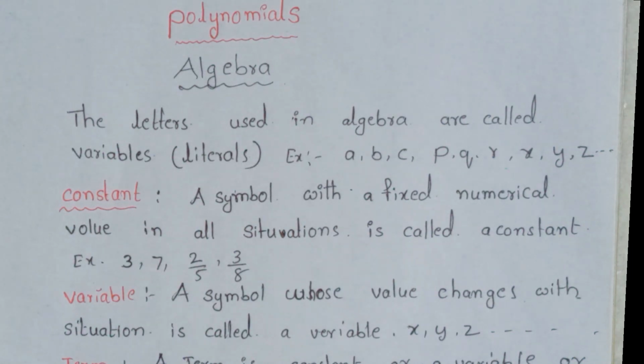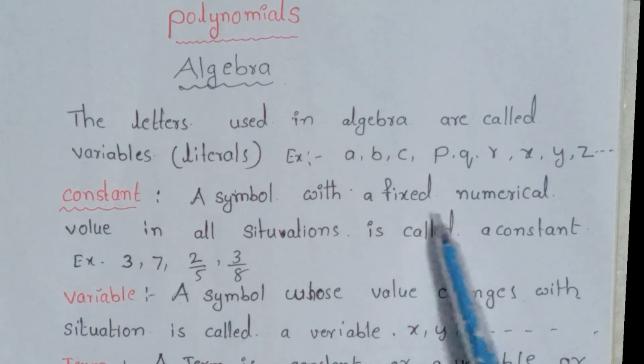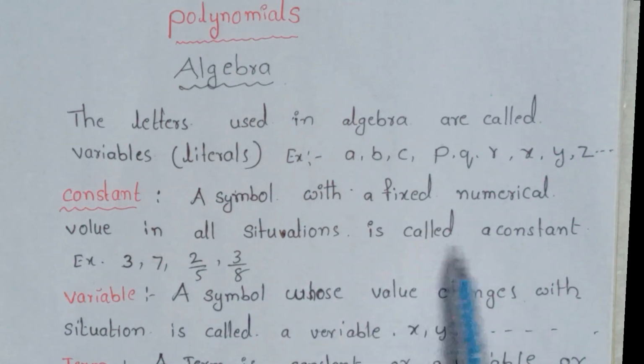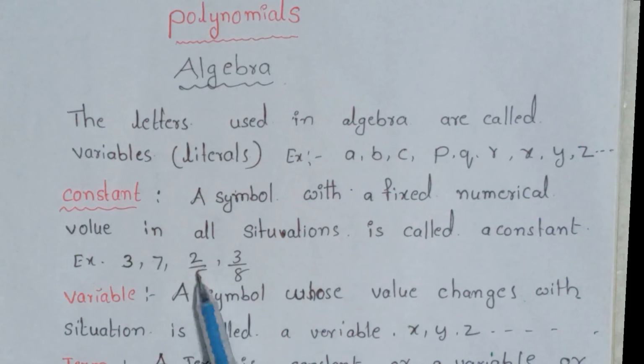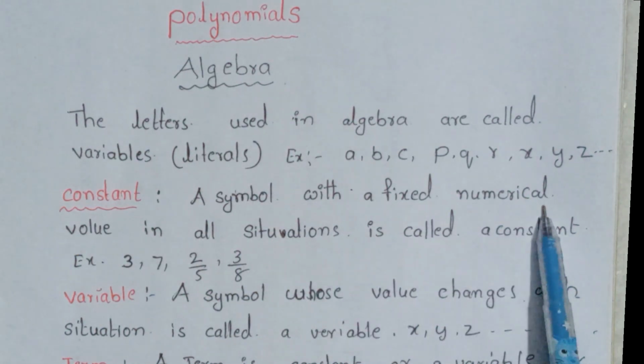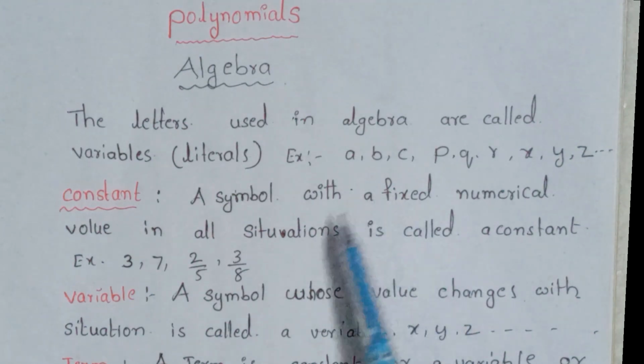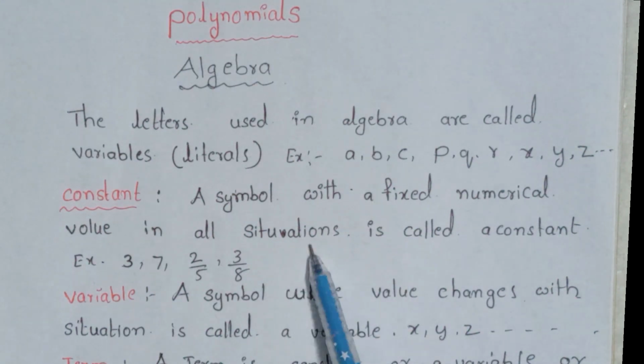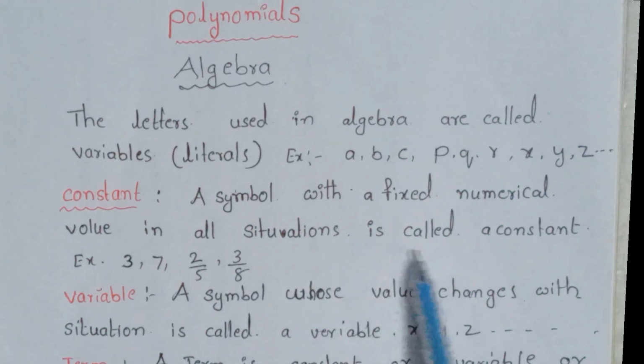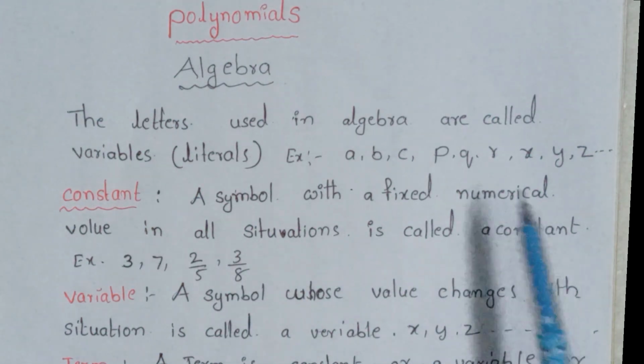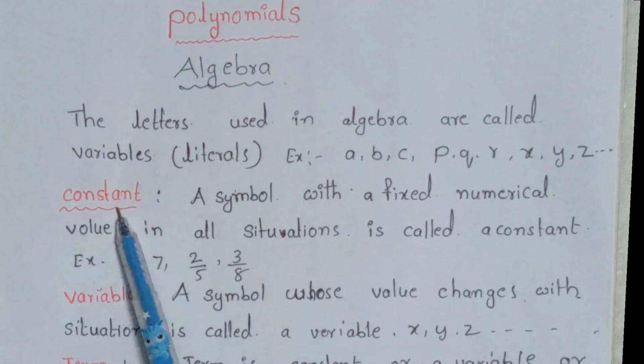Then constant. A symbol with a fixed numerical value in all situations is called a constant. What is a constant? A constant is a number, digits. These digits have a fixed numerical value in all situations. Examples: 3, 7, 2 by 5, 3 by 8. Fixed numerical means the value of the digits is not changed. In any situation it is not changed, so it is a constant value. These kinds of digits are constants.